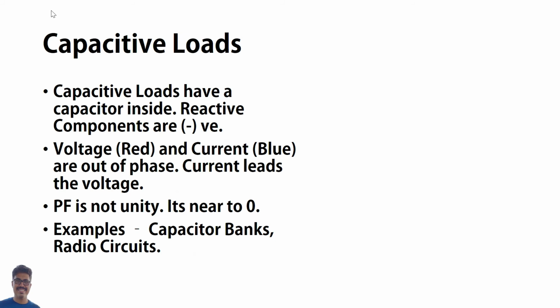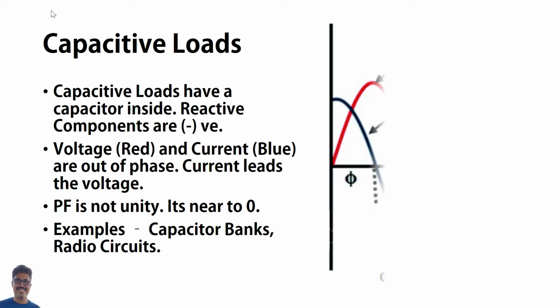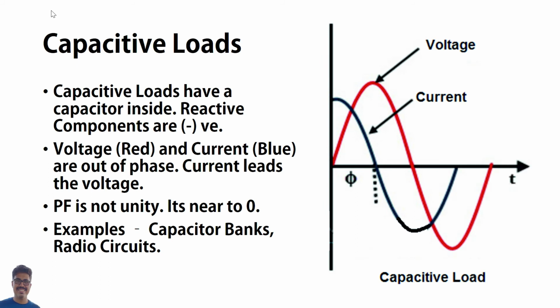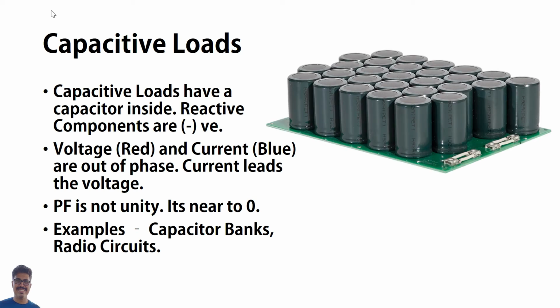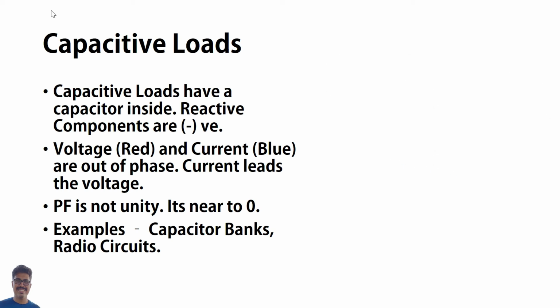Then what is a capacitive load? Capacitive loads have a capacitive element inside, so the reactive components are negative. The interesting fact is that the current leads the voltage in the case of a capacitive load. So PF is not unity, it's near to 0. We don't use capacitive loads in our households. Examples are capacitor banks and radio circuits. Not many capacitive loads are used in households.